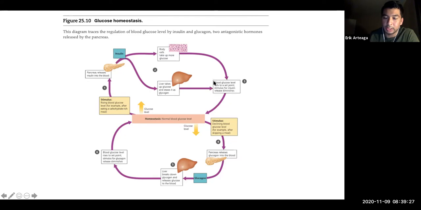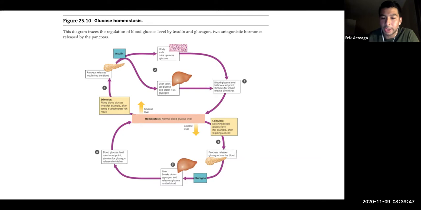Stimulus for insulin release diminishes. Okay, so again, blood glucose is lowering, right? It gets to a certain point, and then you have the kick up of glucagon, okay? So here we have a decline in blood glucose level, for example, after skipping a meal or you're fasting, right?